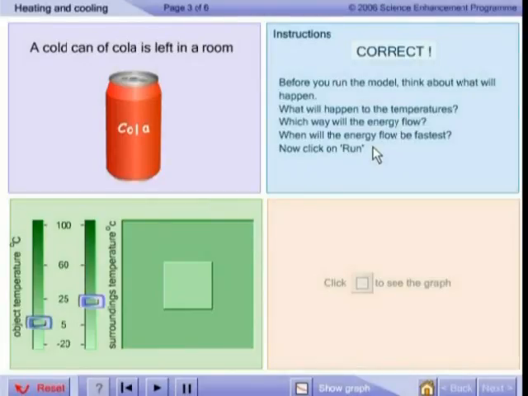And again, same question to you. What will happen to the temperatures in this case? Which way will the energy flow? And when will the energy flow be the fastest?